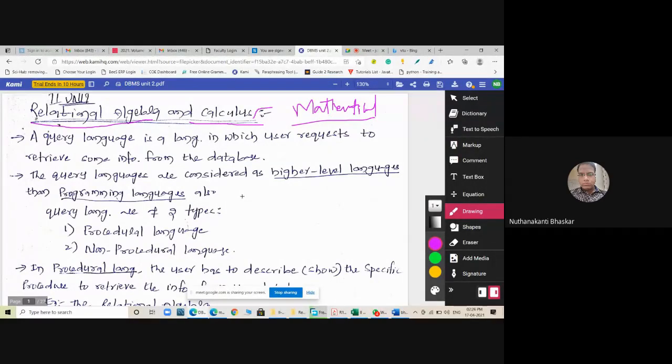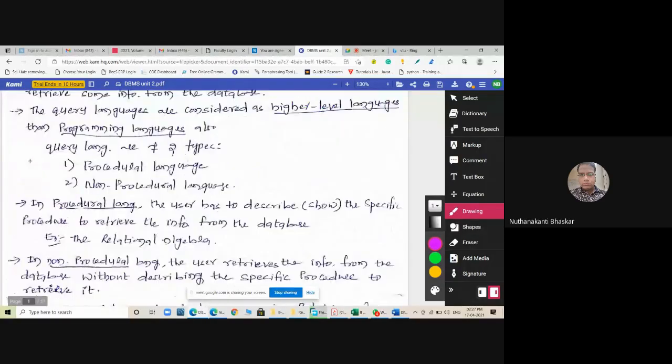In the same way, when we are going to implement a database design, basically two types of query languages are implemented. The first one is the procedural oriented language. The second one is the non-procedural oriented language. So what is the meaning of procedural oriented language?